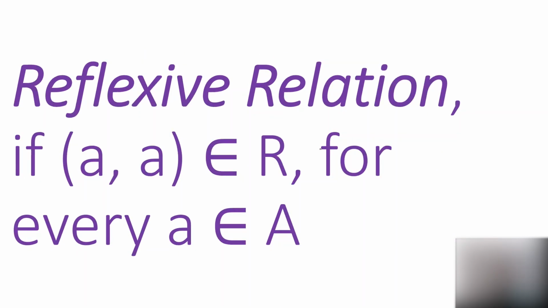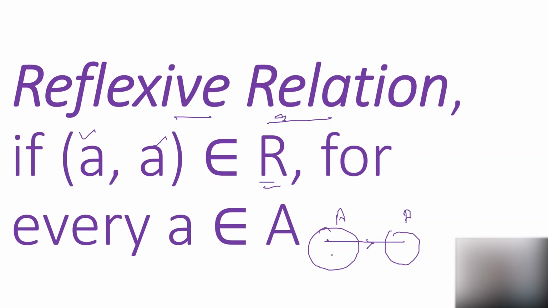Next are reflexive relations. A relation is said to be reflexive if (a, a) belongs to the relation, meaning element a is related to element a, and this should be true for every a belonging to A. That means if 1 and 2 are two elements of set A, then 1 is related to 1 and 2 is related to 2. If so, then the relation is known as a reflexive relation.